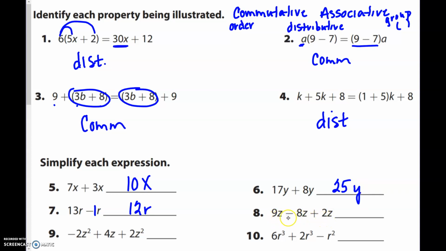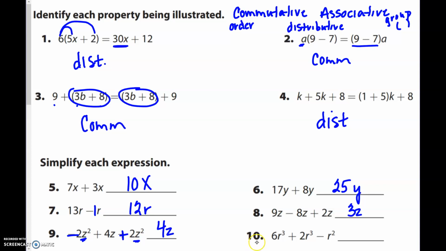So 9 minus 8 is 1. 1 plus 2 is 3. So we have 3z. Okay, number 9. This is a z squared. That's a z. This is a z squared. So negative 2 plus 2 cancels out. So the only thing we're left with is a 4z.